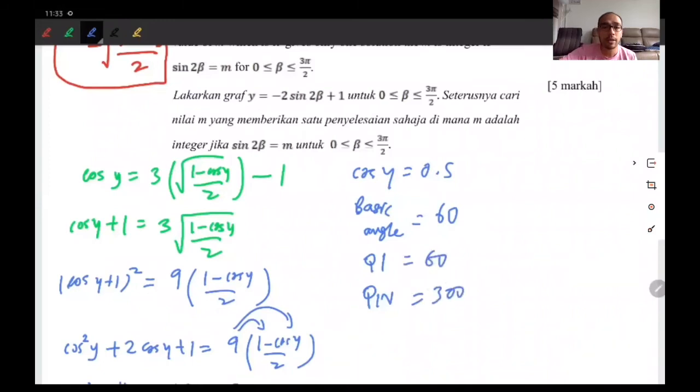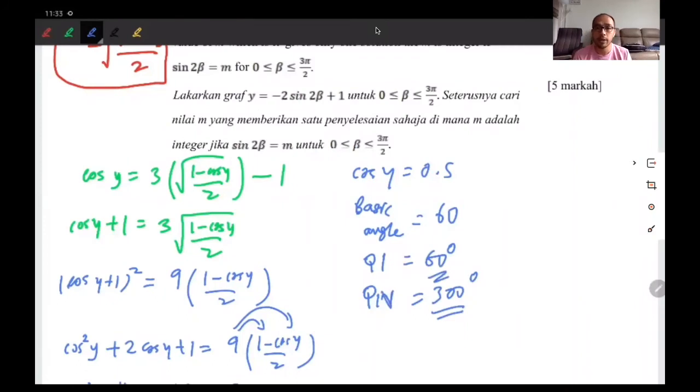Am I doing this correctly? Why do I feel like I'm doing this wrongly? 60 and 300. Okay, correct. 60 degrees and 300 degrees. So done, that's my value of y.